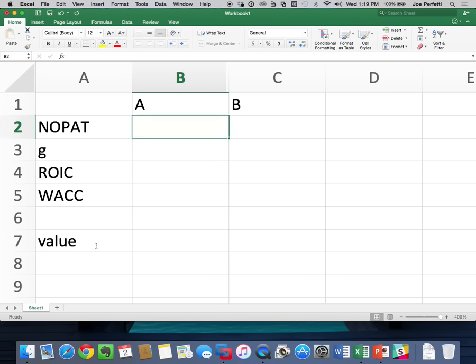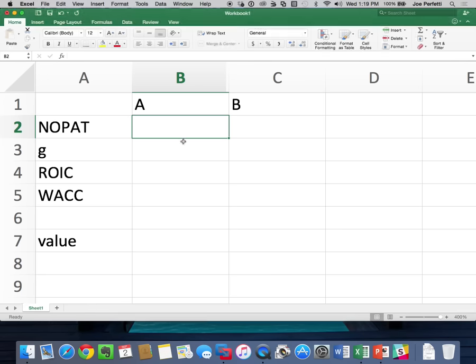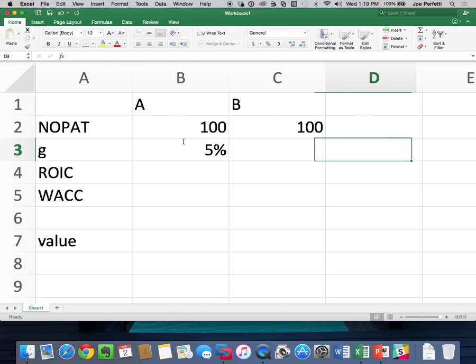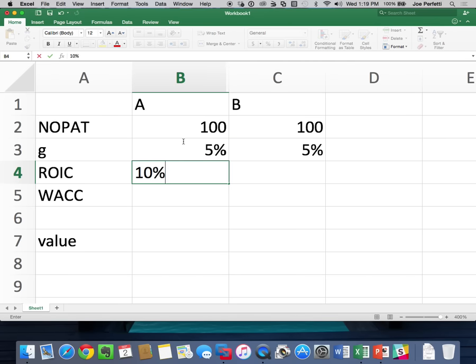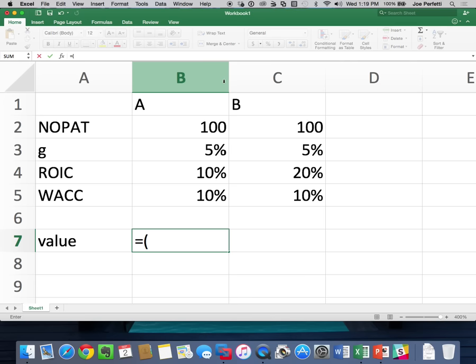Now, looking at this slide, A and B, putting in the assumptions, both companies started with 100 million in year 1. Both companies had long-term growth rates of 5%. ROIC of A was 10, ROIC of B was 20, cost of capital of both companies was 10. So, using the key value driver equation: value equals NOPAT times 1 minus growth divided by ROIC, divided by WACC.